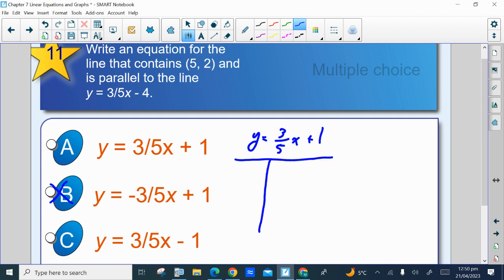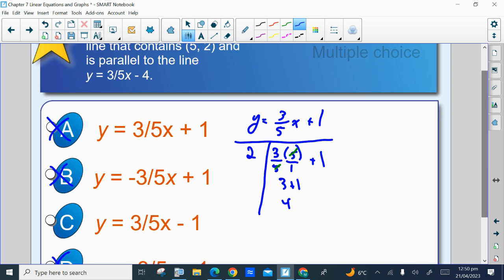Again, the point that I'm going to check is the point 5 comma 2. So y is 2 when x is 5. So on the right side, it's 3 over 5 times 5 over 1. The 5's actually cancel, and you'll get 3 plus 1, which is 4, not 2. So that shows that it does not work for that first equation. So the only one it could work for is equation C, but let's just check to make sure that it does.